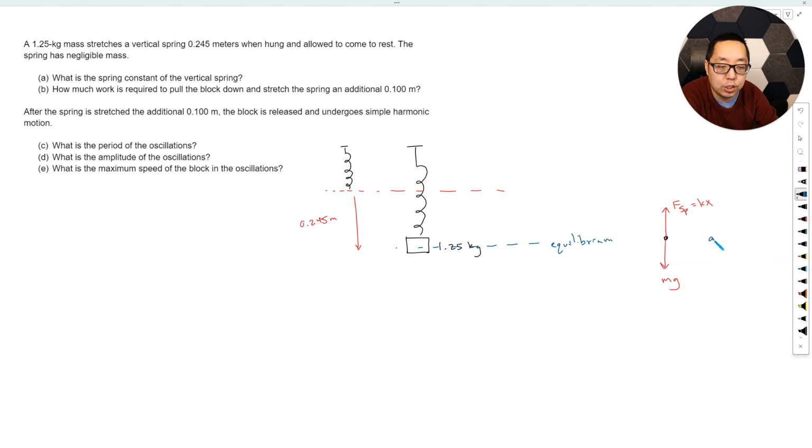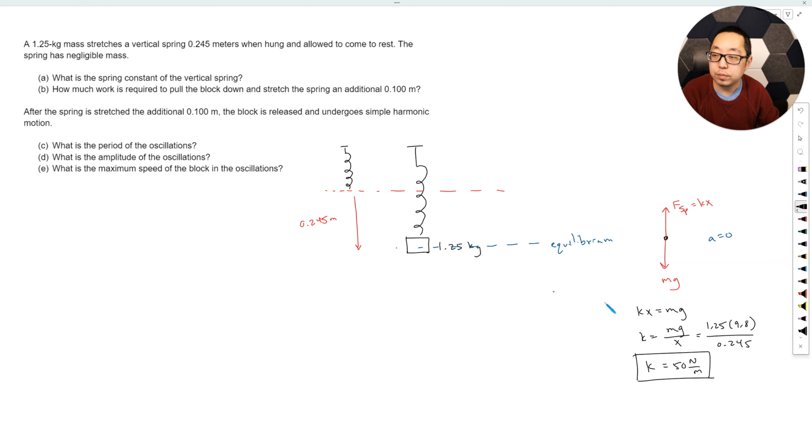And identify the acceleration. The acceleration is 0 in this system, because it's not accelerating up or down. The net force is 0. So therefore the forces are equal to each other, and the spring constant would be mg over x. Now x refers to how much we've stretched the spring from its relaxed length. This is 1.25 times 9.8 divided by 0.245, and I get k is 50. So that's the spring constant there.